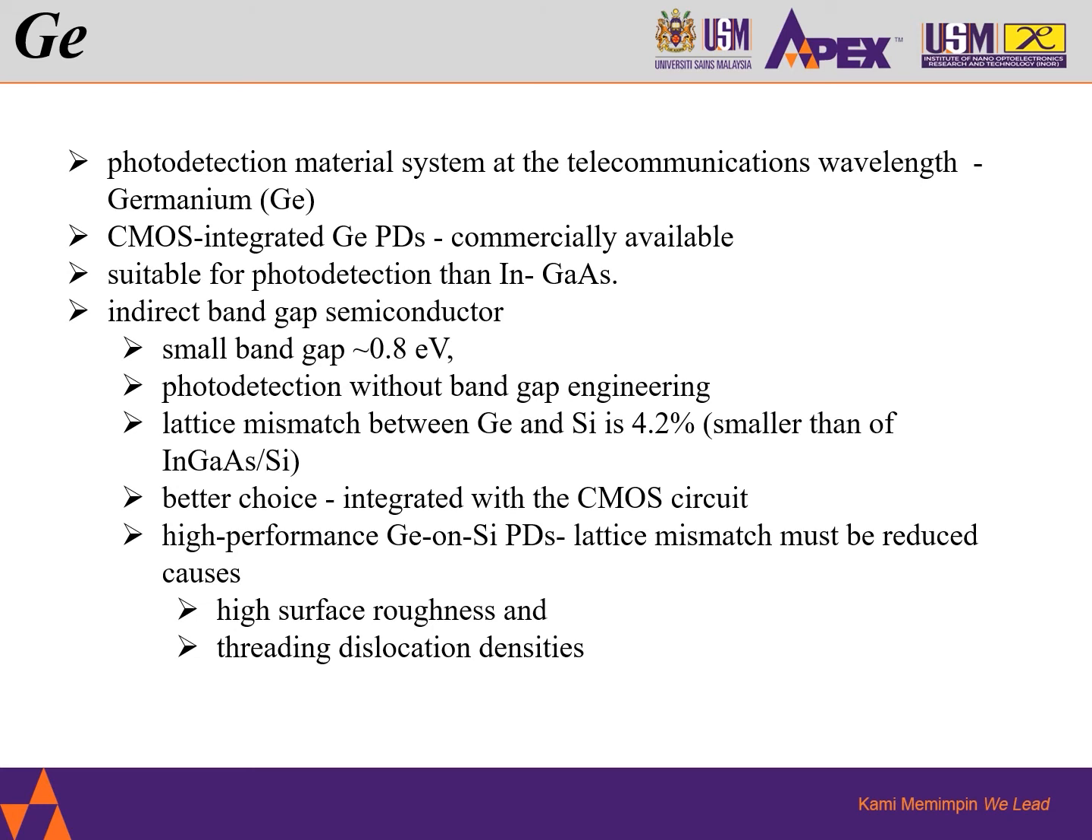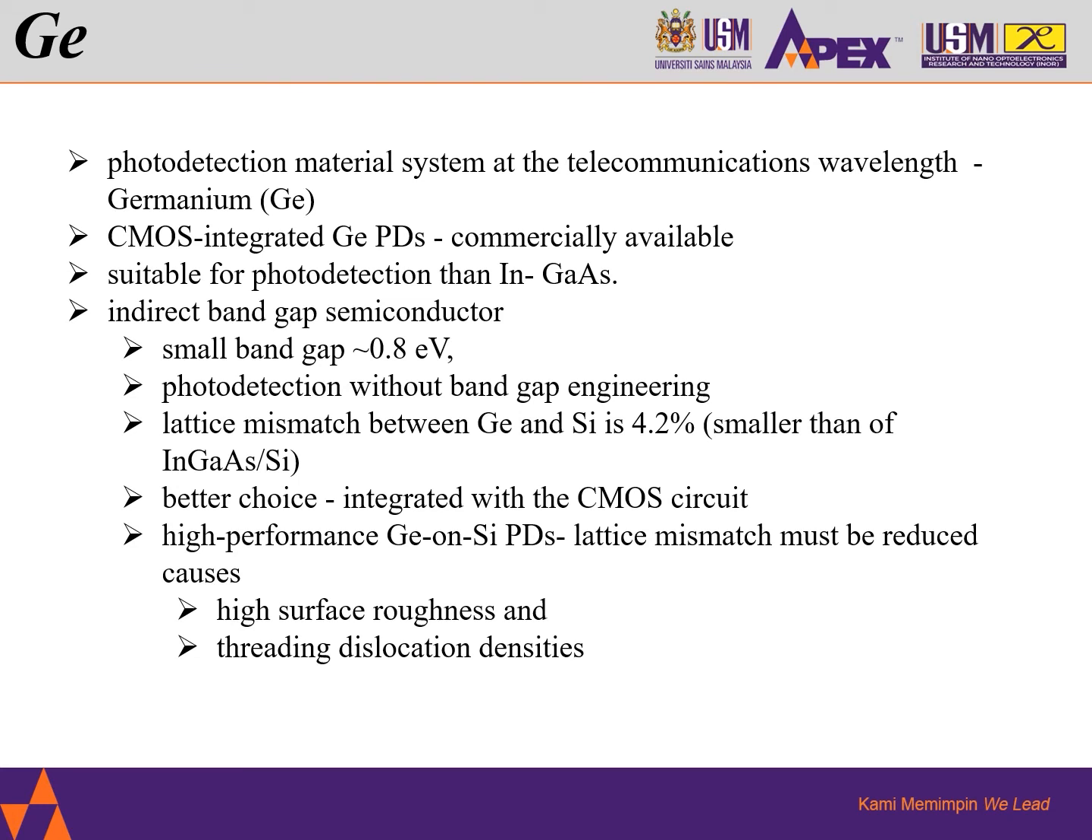On the other hand, the lattice mismatch between Ge and silicon is 4.2%, which is smaller than that of indium gallium arsenide and silicon, making germanium a better choice to be integrated with the CMOS circuit. High performance germanium on silicon PDs. In order to develop this kind of device, this 4.2% lattice mismatch between germanium and silicon has to be reduced.